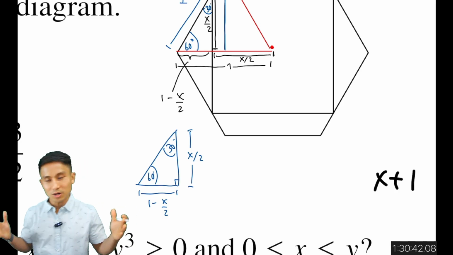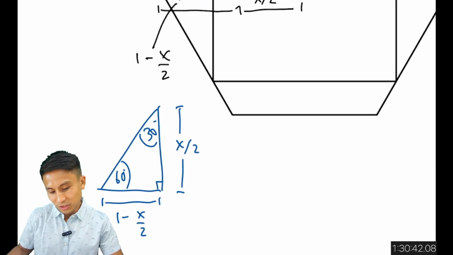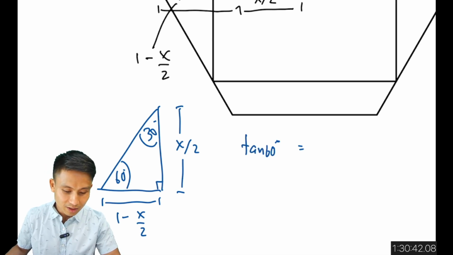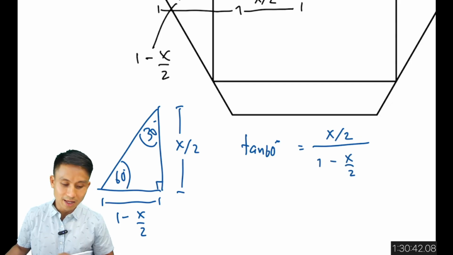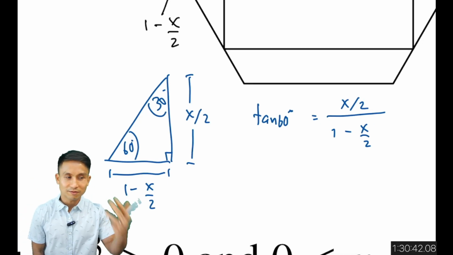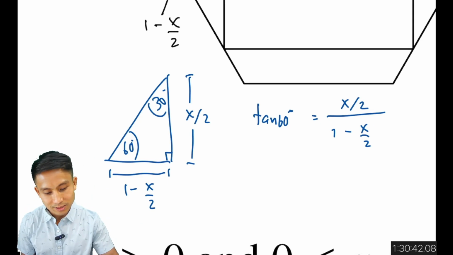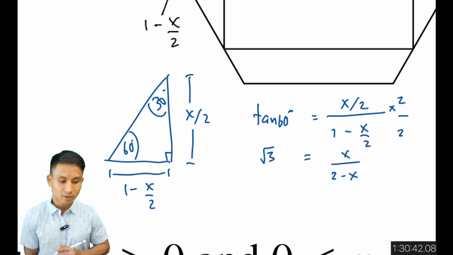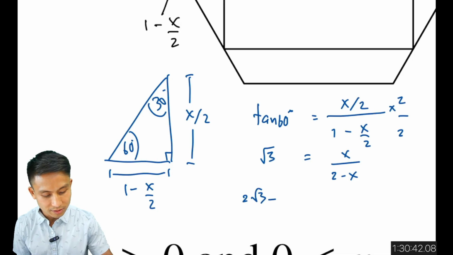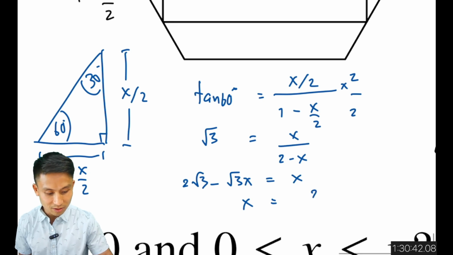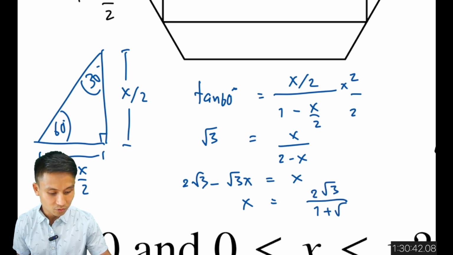So you can do SOHCAHTOA. Because you know these two already, I'm going to go with tan 60. So tan 60 equals x over 2 divided by 1 minus x over 2, like that. For tan 60, you should know the basic angles for trig. Make sure you know 0, 30, 45, 60, 90. But tan 60 here is root 3. Now, if you multiply by 2 on top and bottom, you get x over 2 minus x. Now if I cross multiply, I get 2 root 3 minus root 3 x equals x. So if you solve for x there, you're going to get x equals 2 root 3 divided by 1 plus root 3, right?